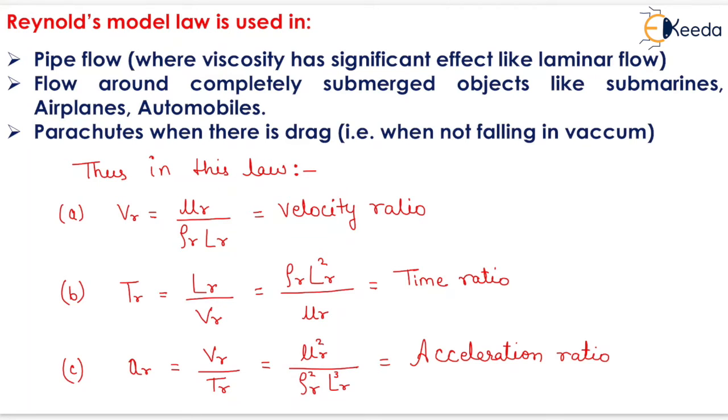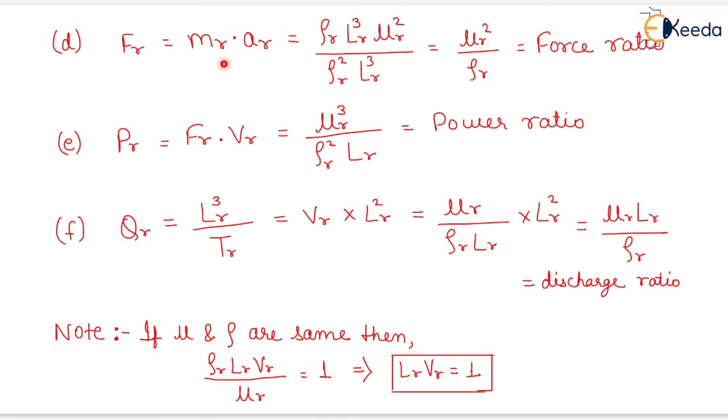Thus, in this law, Vr will be equal to mu r upon rho r into Lr, which is the velocity ratio. Next one is Tr equals Lr upon Vr, which will be equal to rho r into Lr square upon mu r, that is the time ratio. Now, Ar will be equal to Vr upon Tr, which will be equal to mu r square upon rho r square into Lr cube, which is the acceleration ratio. Now, Fr will be equal to Mr into Ar, which will be equal to mu r square upon rho r, that is the force ratio.